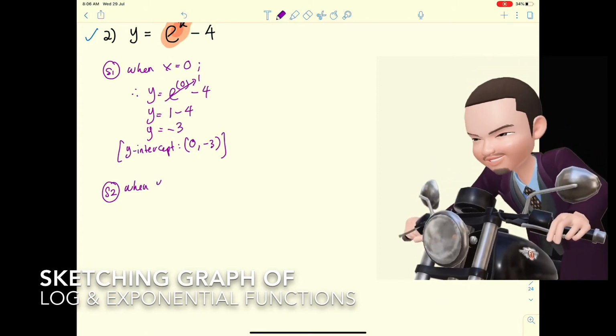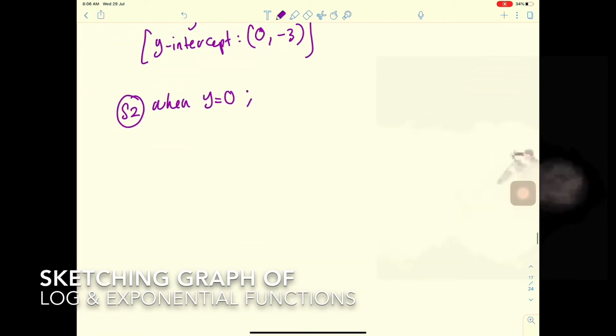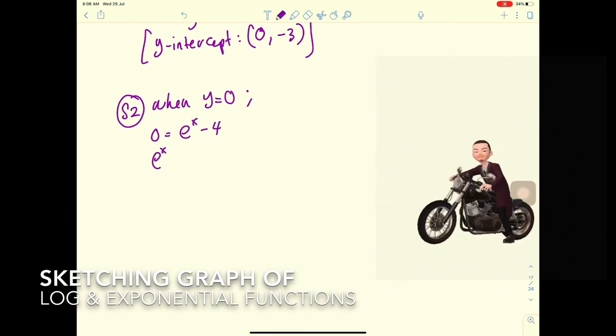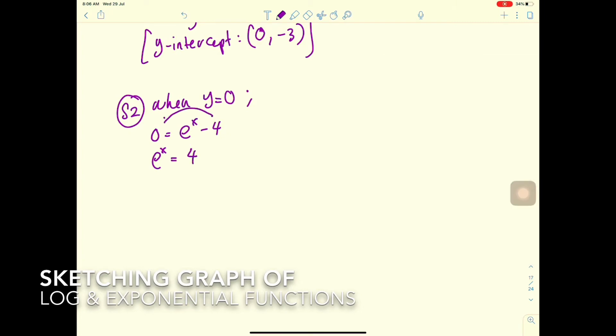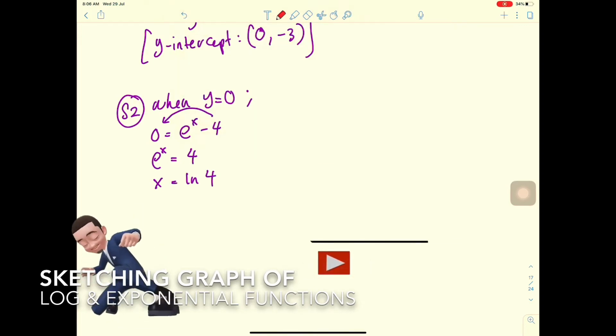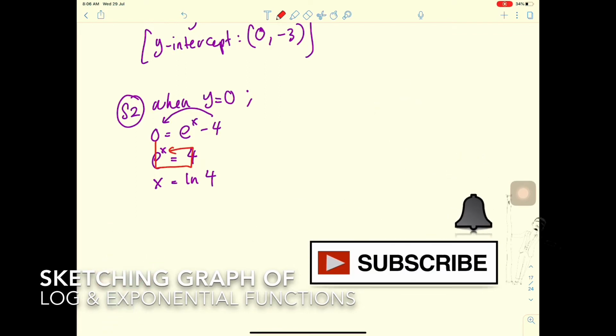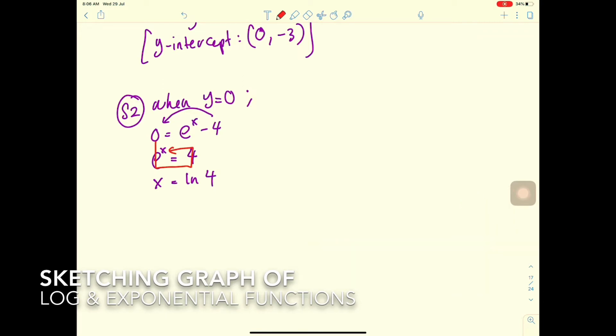when y equals 0, we get 0 equals e^x minus 4, and then e^x equals 4. When you rearrange, you get x equals ln 4. How do I get x equals ln 4? By using the ln shape: ln 4 equals x, and then rearrange, x equals ln 4. Therefore, by using calculator, x equals 1.39.